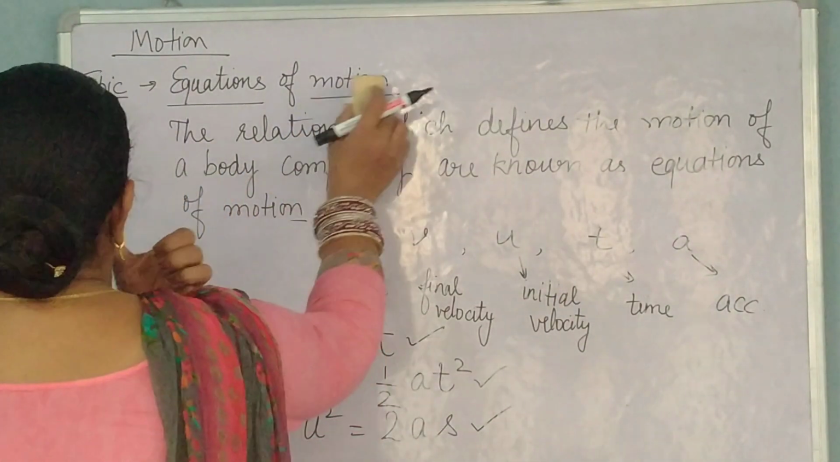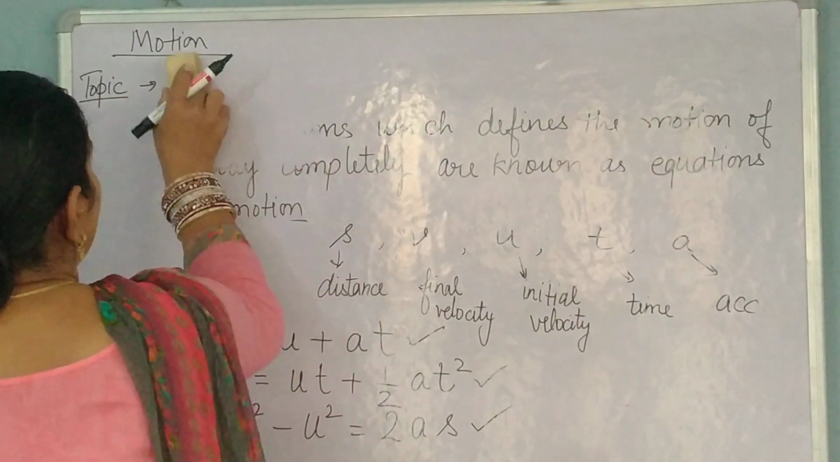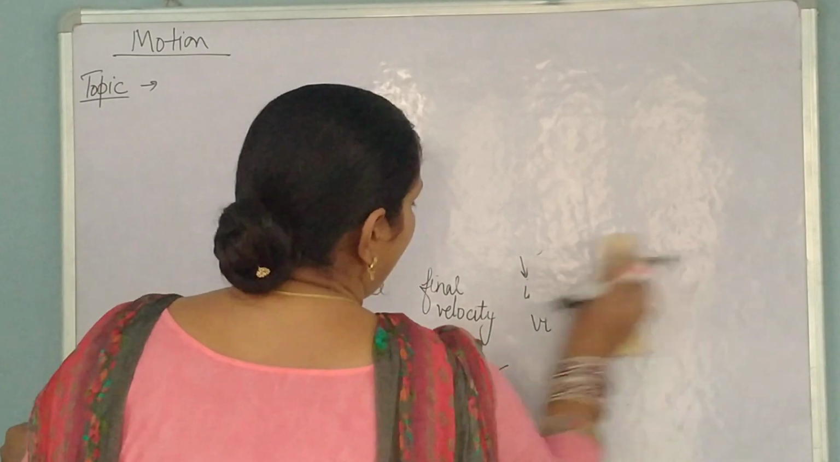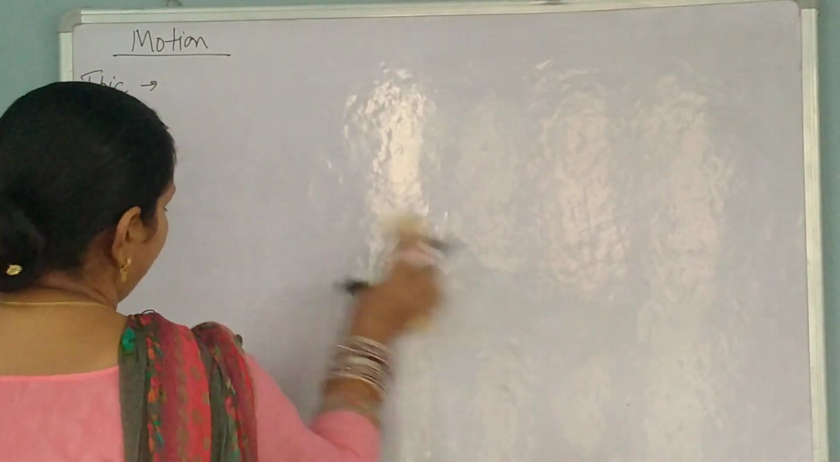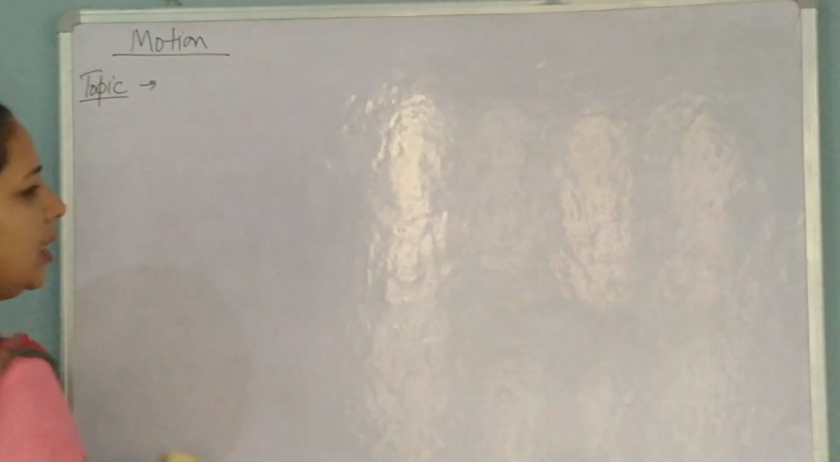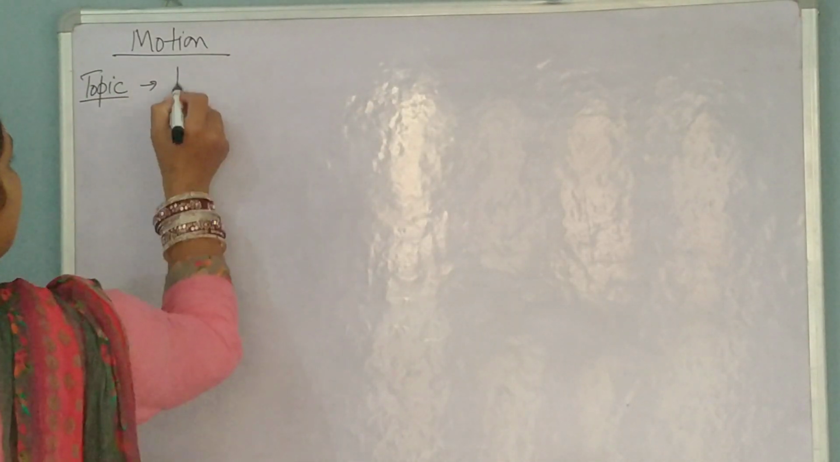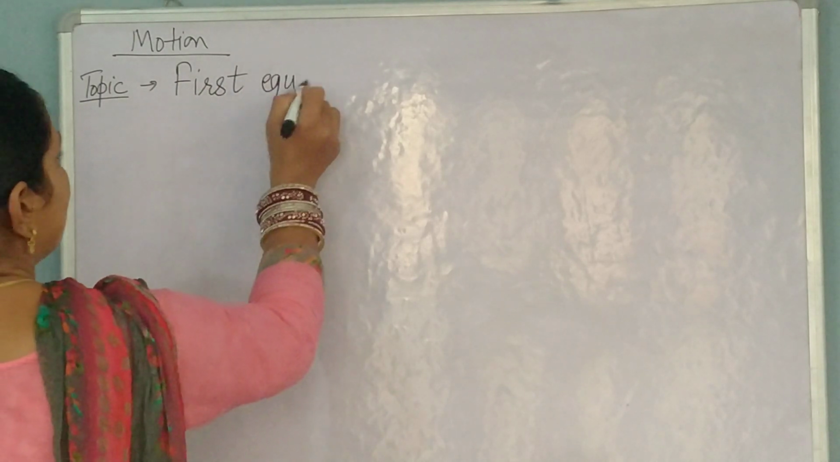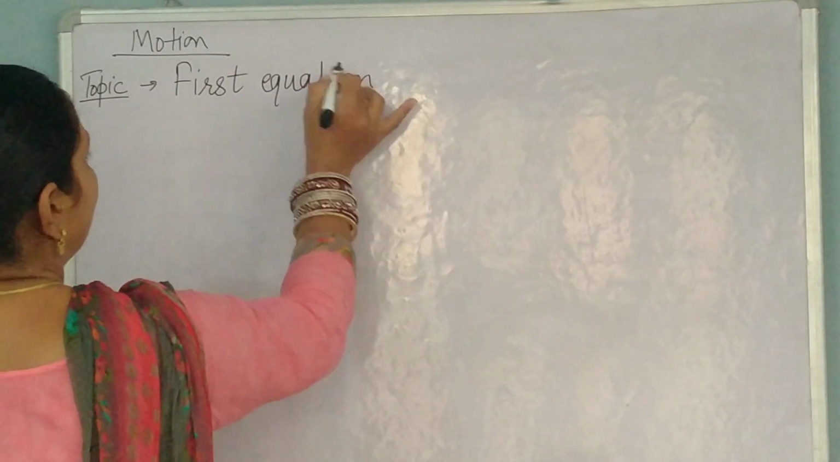Now we will derive, we will learn how these 3 relations are generated. अब हम ये पढ़ेंगे कि ये 3 equations जो हैं हमारी वो कैसे बनी. So firstly we will start with our first equation of motion.